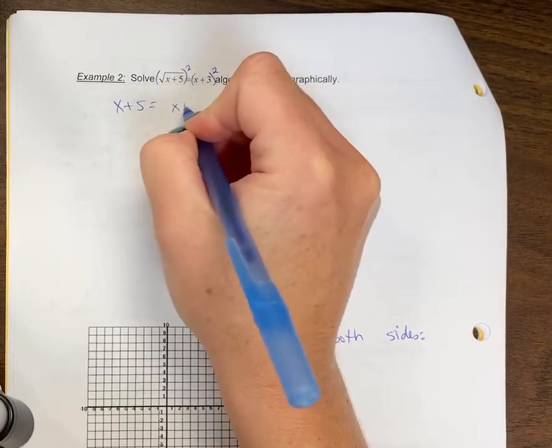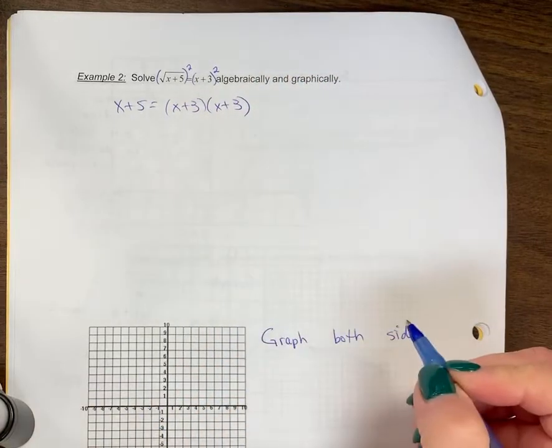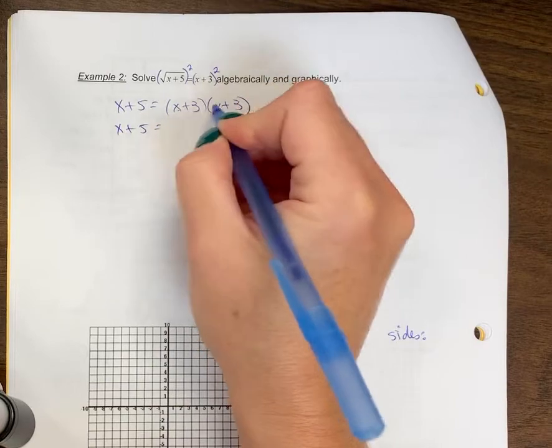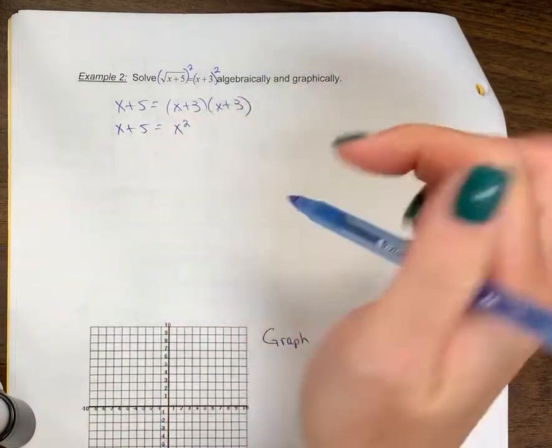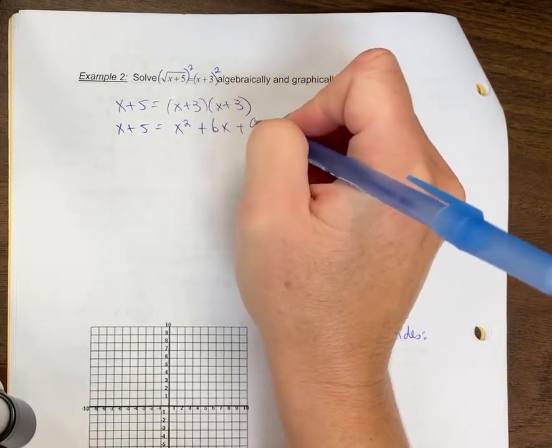And on the right side, we're going to expand that so we can see that twice, and that'll allow us to multiply using the FOIL method. So we get x plus 5 here. FOILing this out, x times x, you're going to get x squared. Outside is 3x, inside is 3x. So when we combine that, we're going to get 6x. And then last will be plus 9.